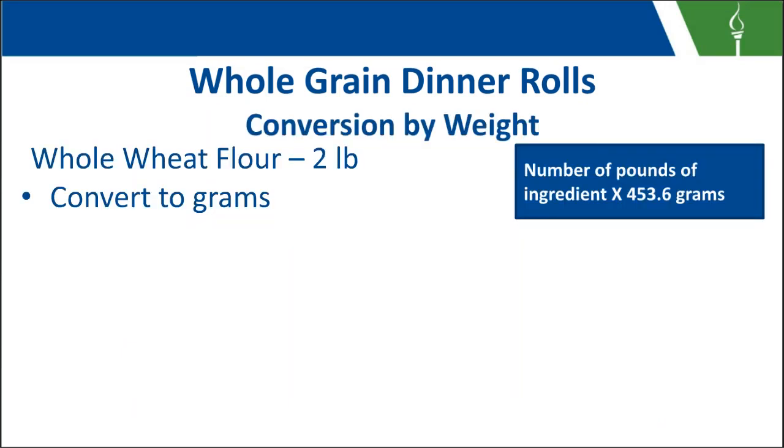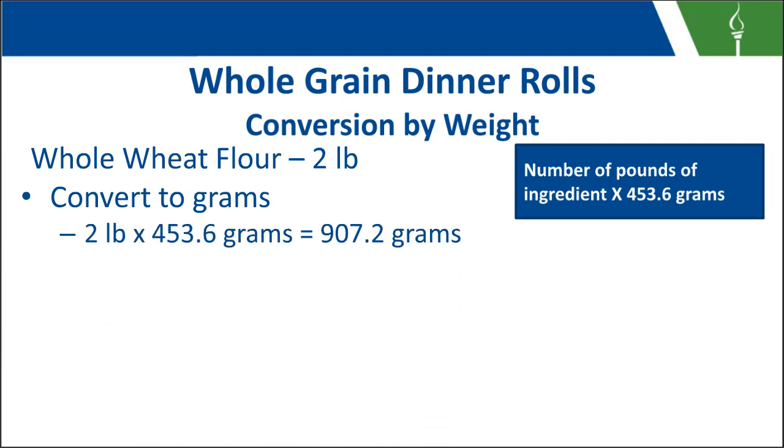So in our first example, we're going to be looking at calculating a grain contribution by using the weight of your product. In this example, we have a recipe for a whole grain dinner roll that uses 2 pounds of whole wheat flour. When we're looking at weight, we always need to convert that to grams as our first step. Over here, you'll see that I've given you your conversion for that amount. So we're going to take 2 pounds times 453.6 to convert that to grams. So 2 pounds is going to be equal to 907.2 grams.